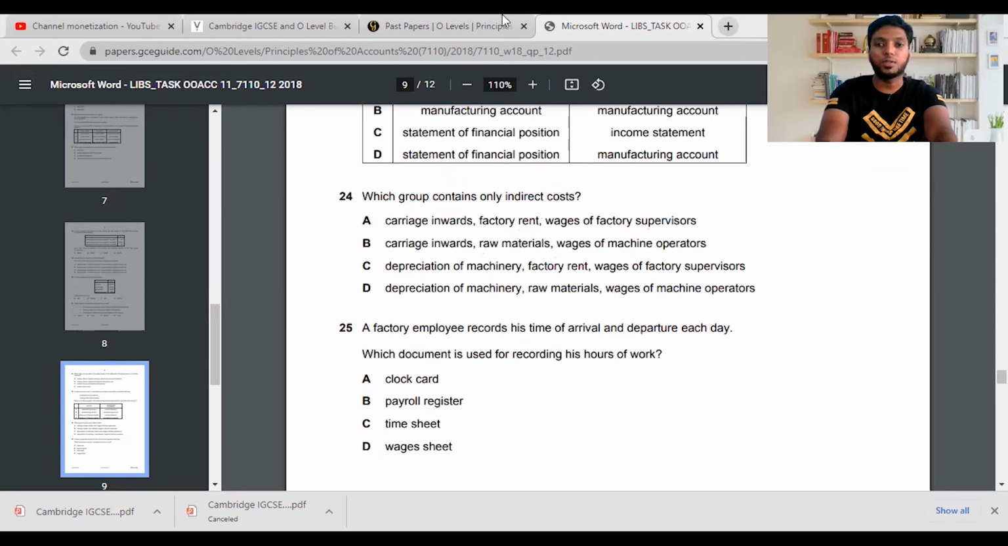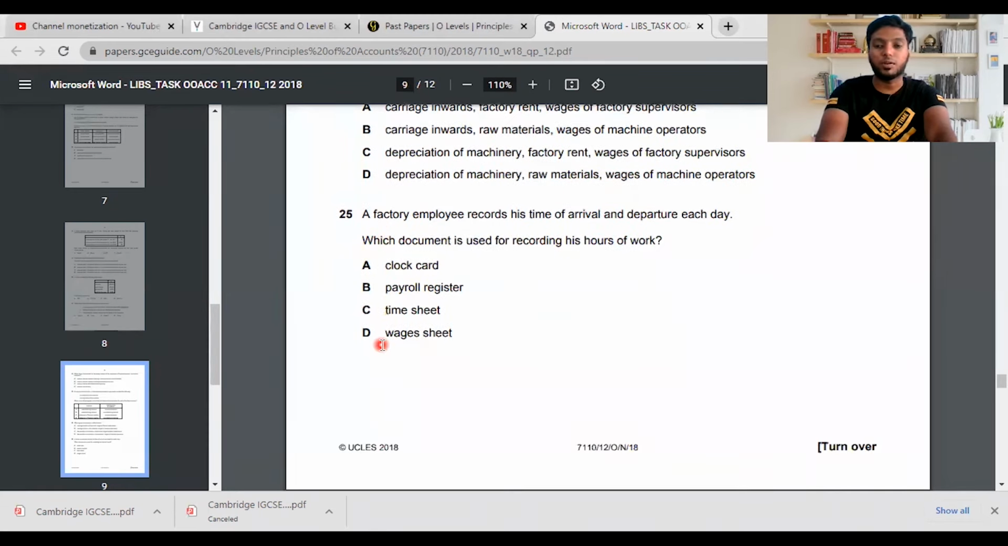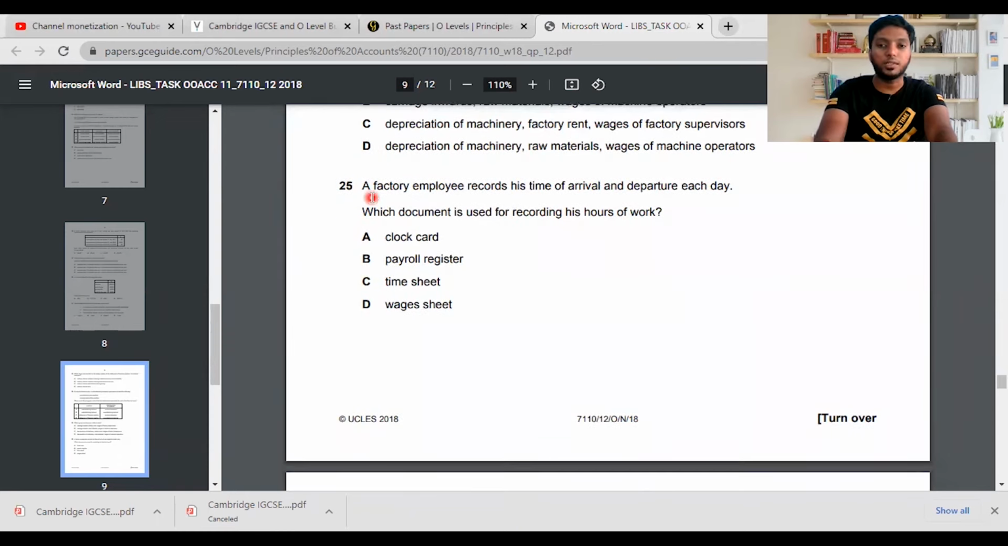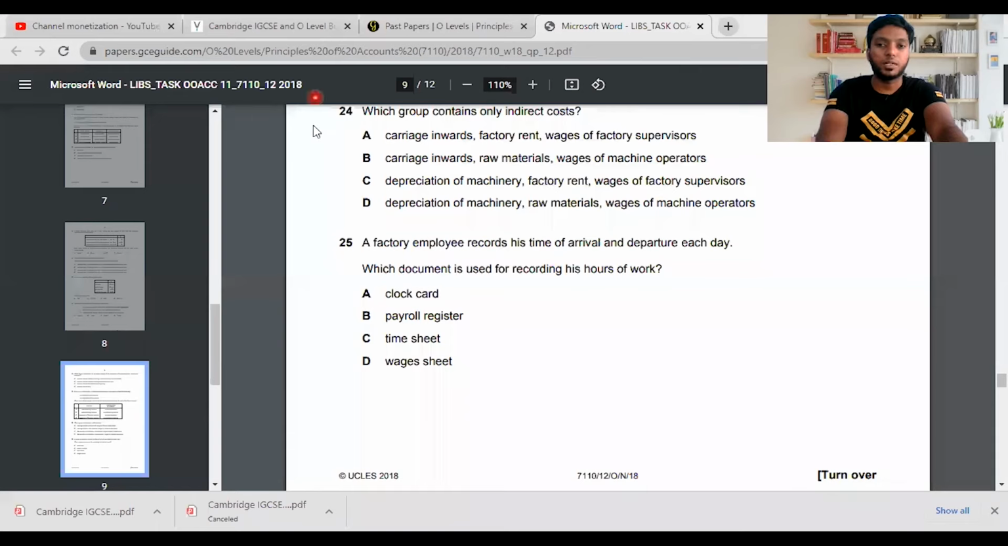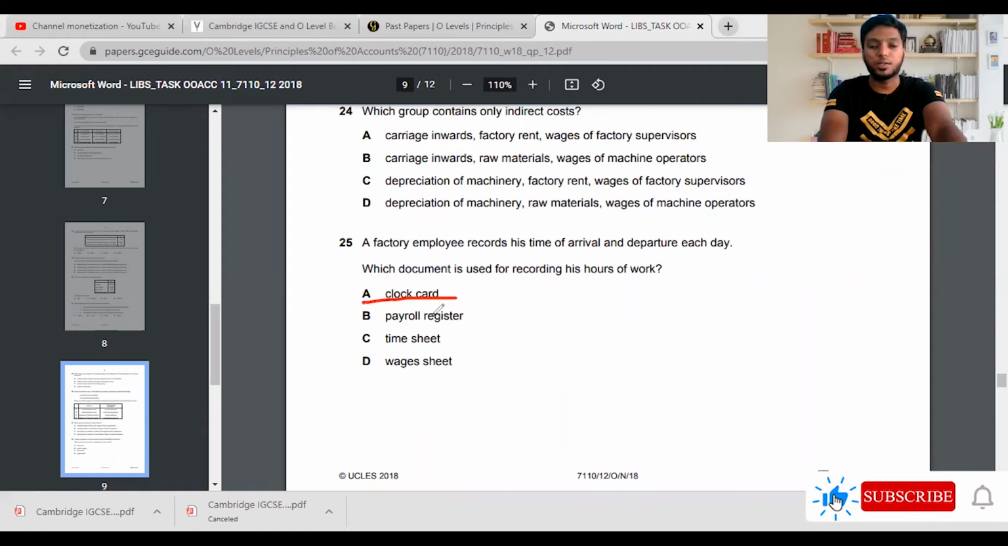Then with that, we are moving on to the next, 25th sum. A factory employee records his time of arrival and departure each day. Which document is used for recording his hours of work? A. Clock card. B. Payroll register. C. Timesheet. D. Wages sheet. It's a very straightforward one. Whenever you are getting into the business and going out of the business, you always record it in a system called clock card. It's not the payroll register, timesheet, or wages sheet.